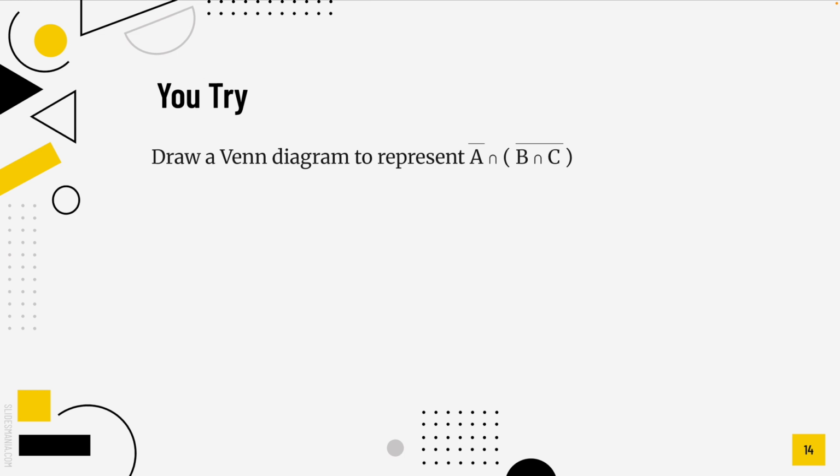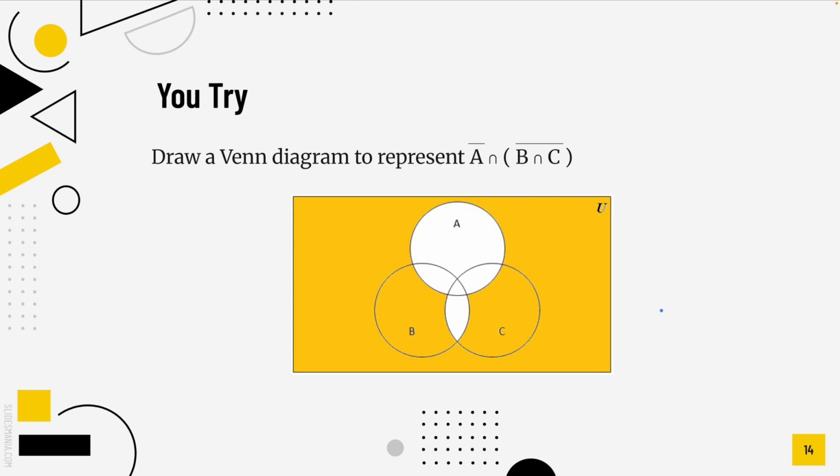Okay, try this one. Here I have not A and not B and C. So I'm going to look at where would I shade in for not A, where would I shade in for not B and C, and because it's an and, I'm looking at where those have overlapped. Where have I shaded in both? And this is what I get.